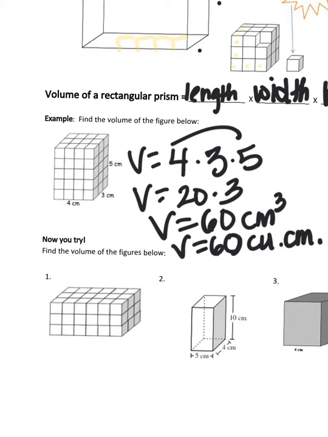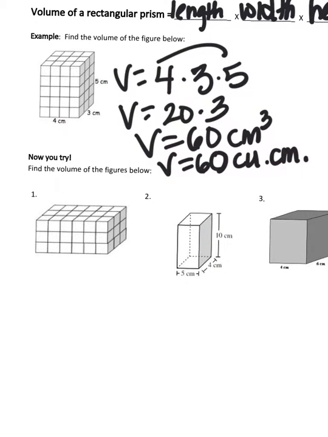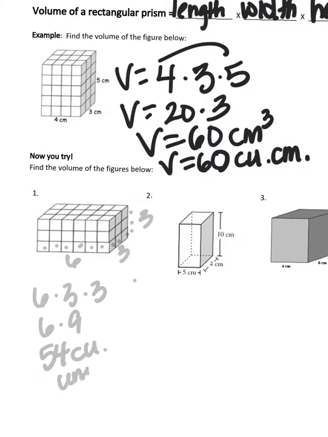Okay, now let's find the volume of all these below. Go ahead and try that on your own and then come back and check yourself. Okay, so on number 1, we've got 1, 2, 3 across, 1, 2, 3 tall by 1, 2, 3, 4, 5, 6 long. So you have 6 times 3 times 3. So you have 6 times 9, which is going to be 54 cubic units. Since we don't have a measurement on that, you could just call it cubic units.